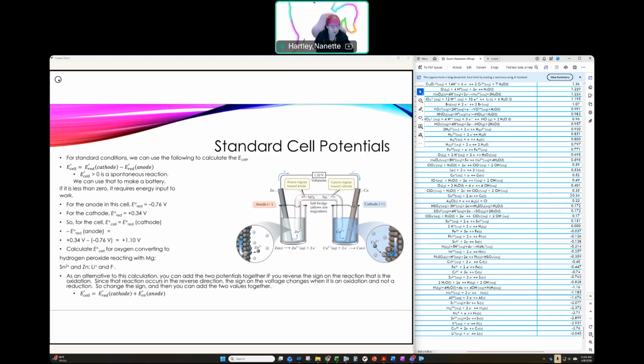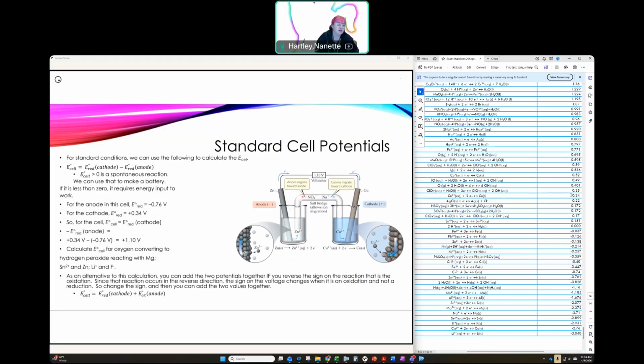So if I'm doing this math, I take the 0.34 minus the negative 0.76, because I always do the cathode value minus the anode value. And that means that I end up with 1.1 volts.